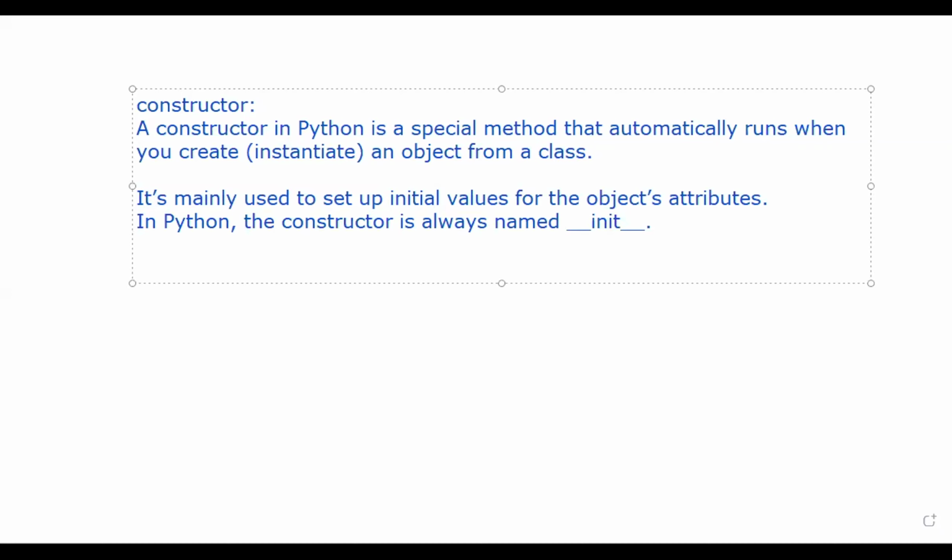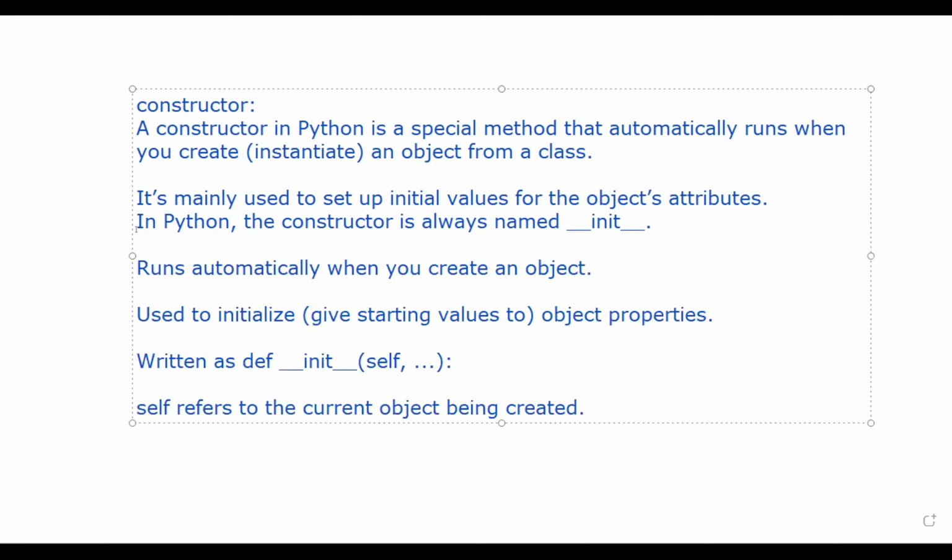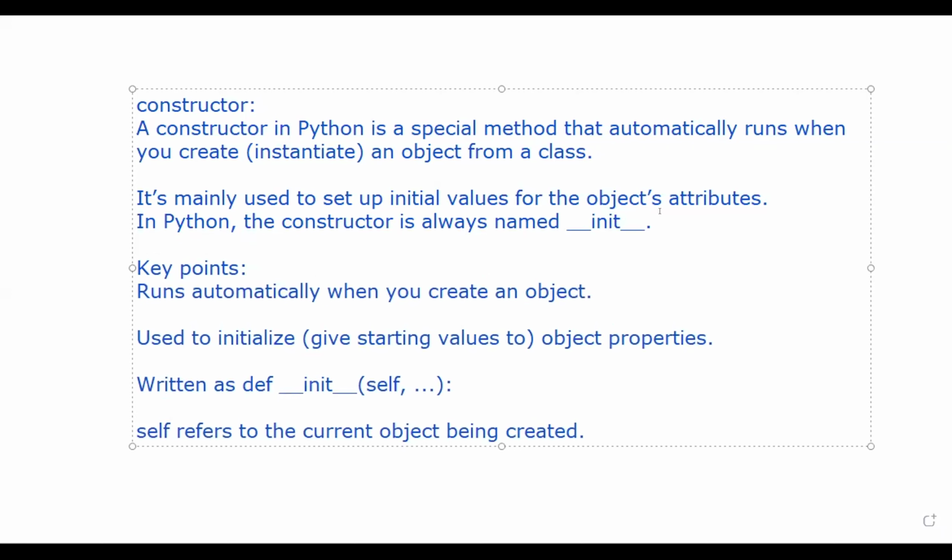So we can use it and we can create a function. The key point is that it is automatically used to initialize the given values and properties, written as def init self and then simply the values. Let me write it down here as well. These are basically the key points. Let's note them down, then we will see the example.